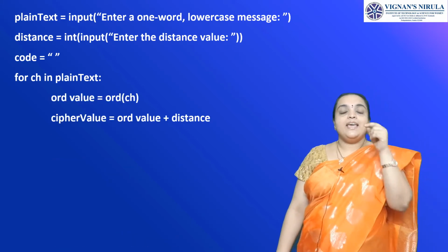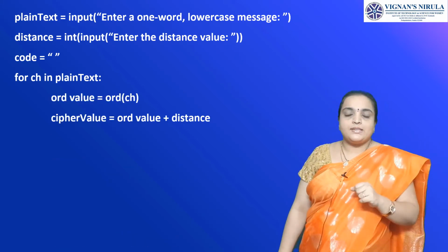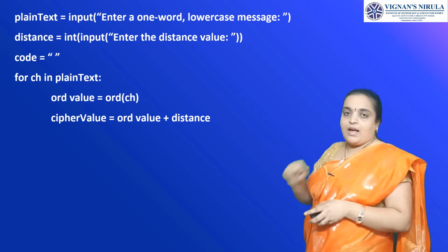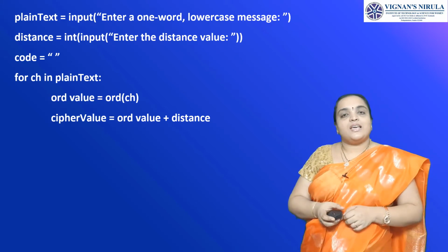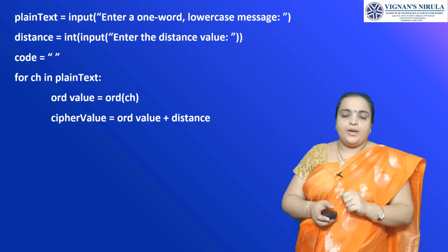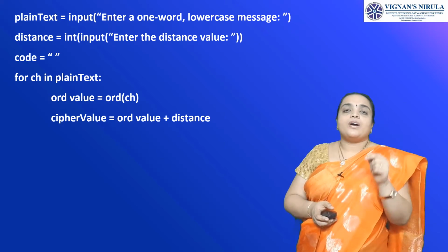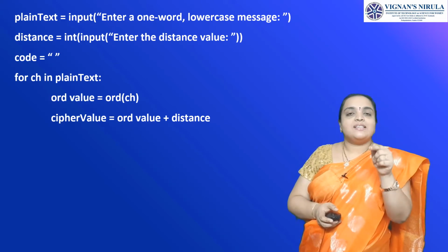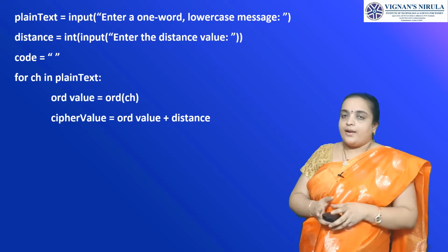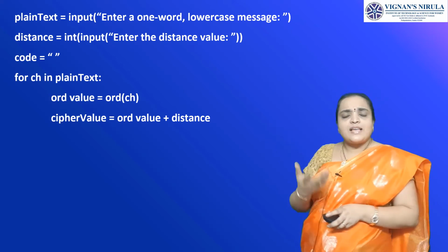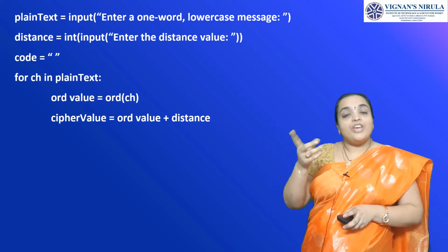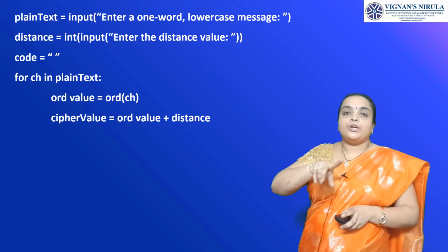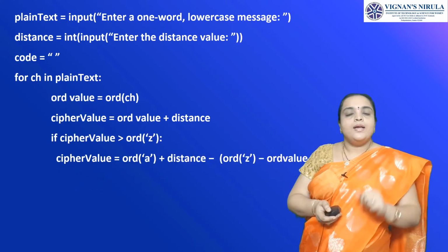We have to take each and every character in the plain text, and first convert that plain text character to the ASCII value. How is it converted into ASCII value? By using the ord function. As I already told you, the ord function is used to convert a character to ASCII value. Then what is the cipher value? As of now I have told you, we have to add 3, the distance value that we have given, to the ord value and store it in the cipher value.